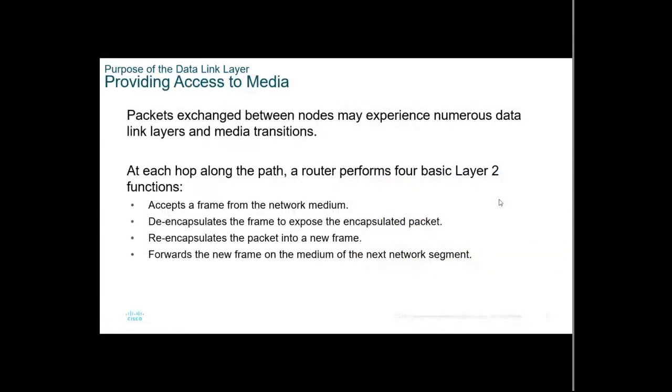Okay, providing access to media. Packets exchanged between nodes may experience numerous data link and media transitions. What does that mean? So if Juvan is plugged into this switch, well, they're Ethernet cables, aren't they? So they use copper into the switch. But this switch, let's pretend these are fiber optic ports. Remember, to the backbone, they use a fast connection, and let's say it's fiber optic. So when it comes into port 1, it's going in as copper with Ethernet.